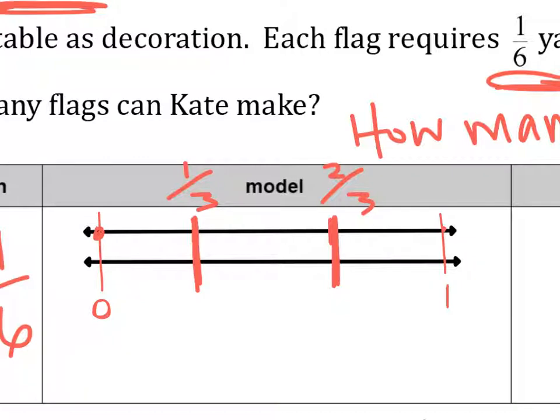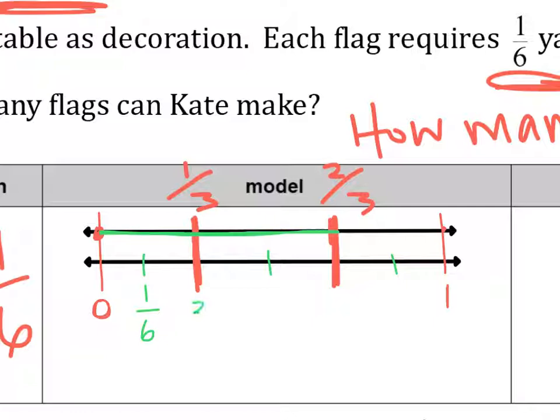I'm going to switch colors here just to help us visualize this a little bit more. So that means that if we had this fabric in front of us, it would stretch out and be this long, 2/3 of a yard. Now we want to see how many 1/6 we can get out of that. So on the bottom number line, I'm going to break it into 6. And I know that I could cut each third in half to give me 6. And I'm going to label those.